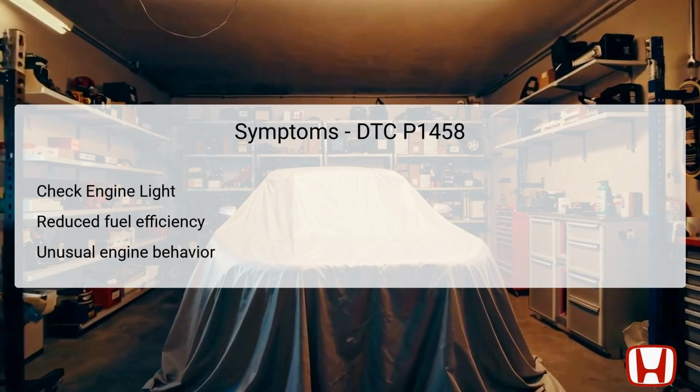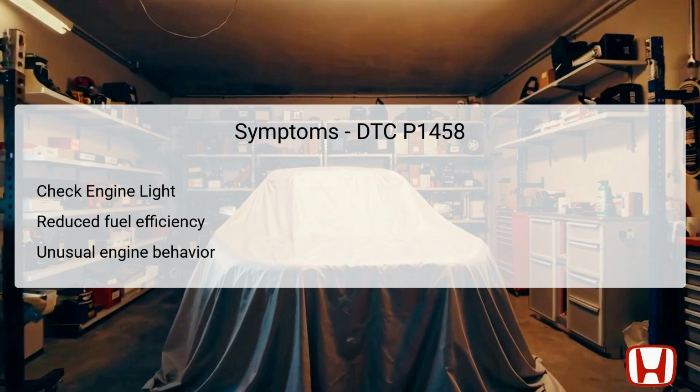It's crucial to examine each of these potential causes systematically to isolate the fault accurately and rectify any issues as they arise. The presence of DTC P1458 typically manifests in several noticeable symptoms. First and foremost, you will likely see the check engine light illuminated on the dashboard. This is due to the PCM detecting an abnormality with the FTP sensor's readings.